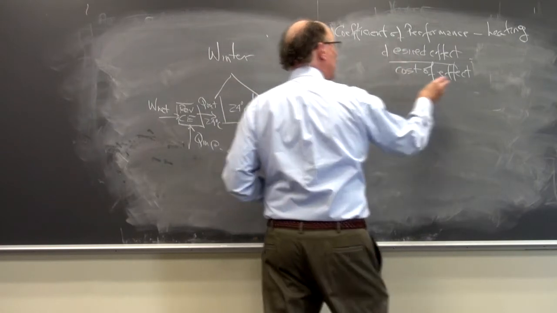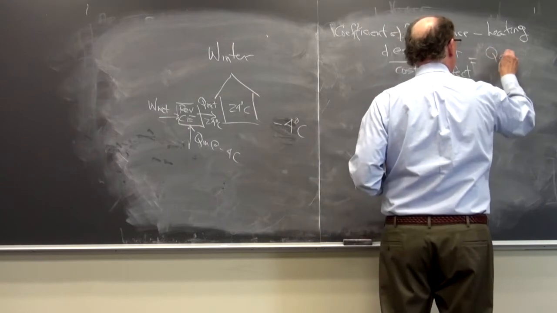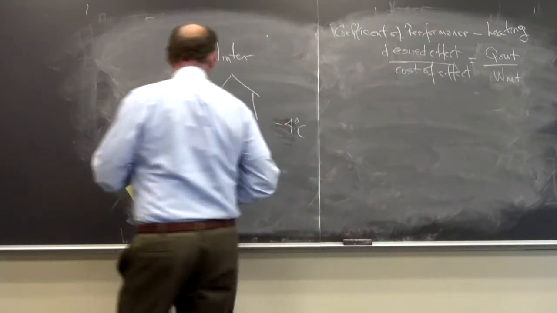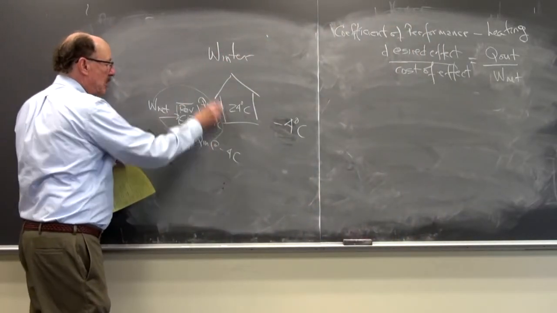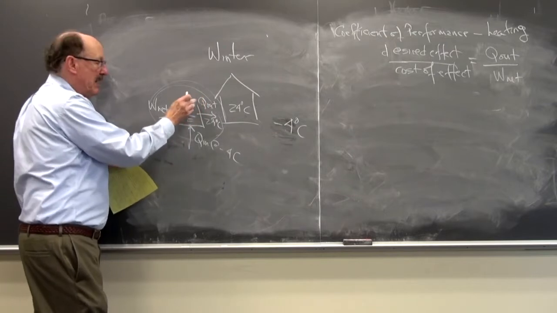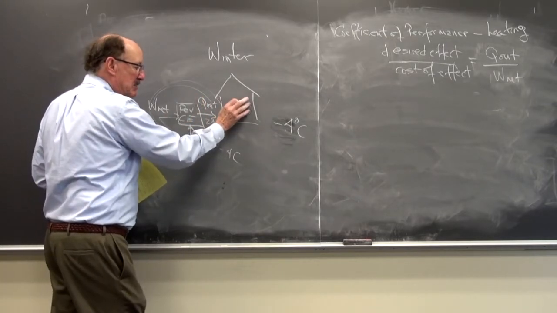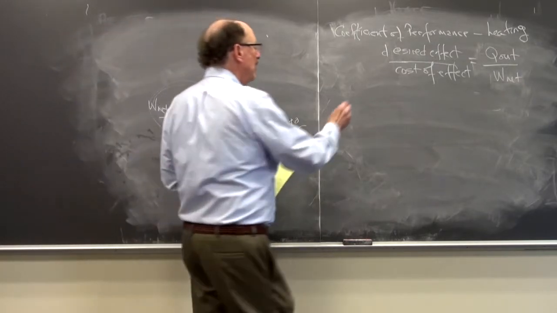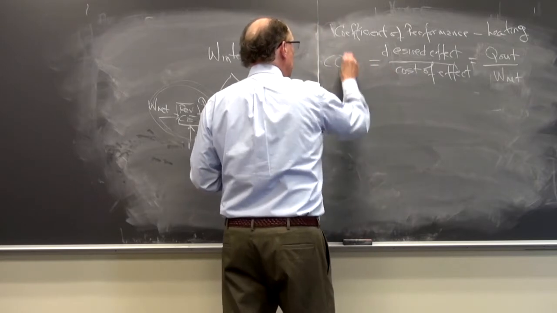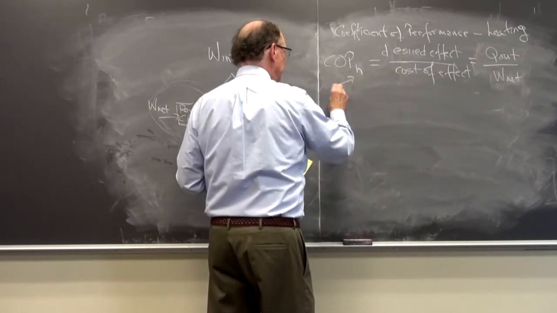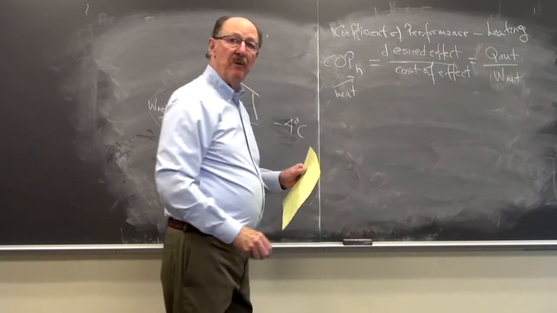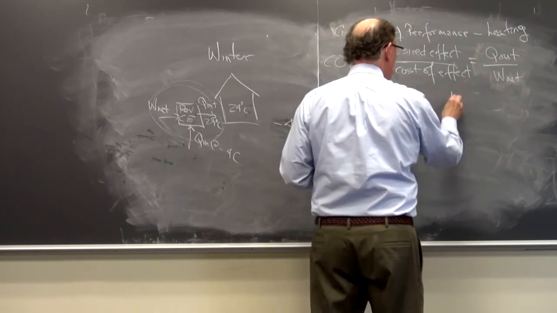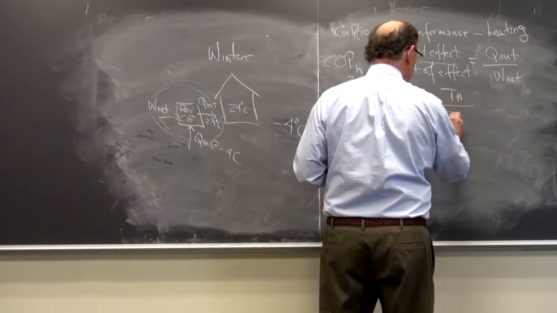Being ever so low. So here the desired effect is Q out, and it's W net. Notice that it's referenced to the reverse Carnot engine. So the desired effect isn't about the house. The house decides what's needed, establishes the load. We're referencing this, and so we call this a coefficient of performance for heating, H for heat. So in this case, the COPH is going to be TH over TH minus TC.